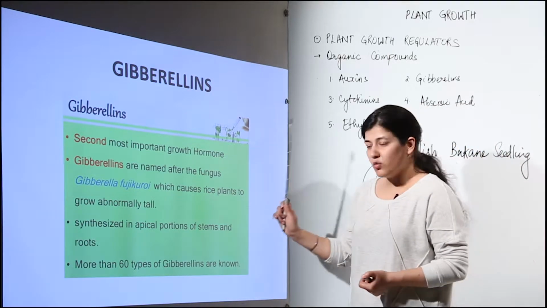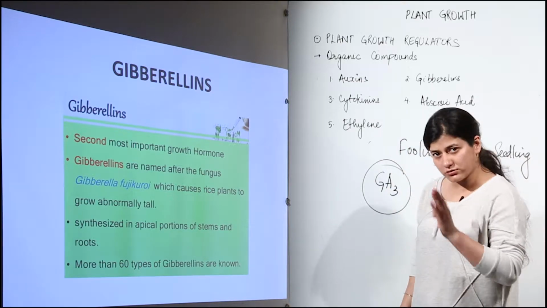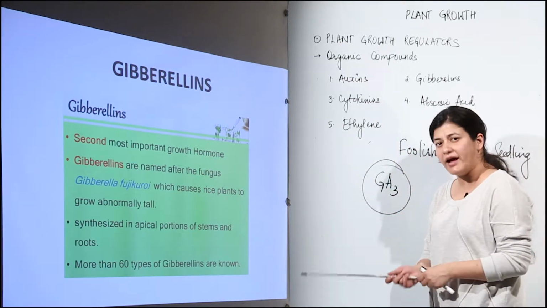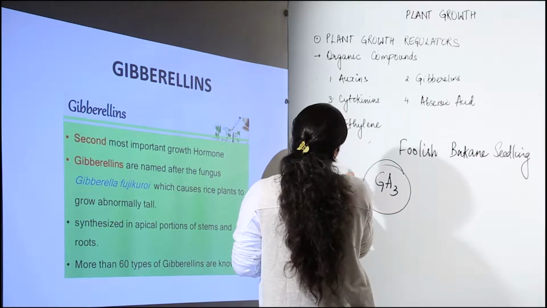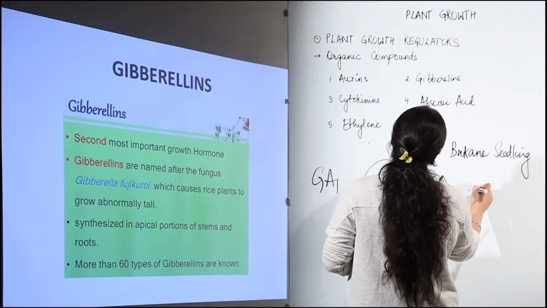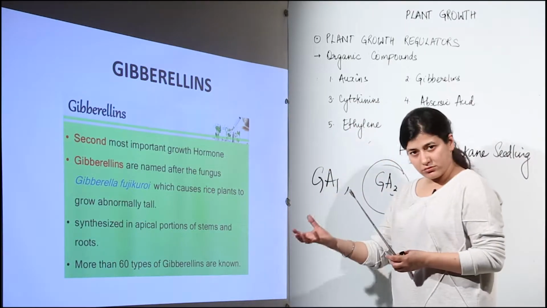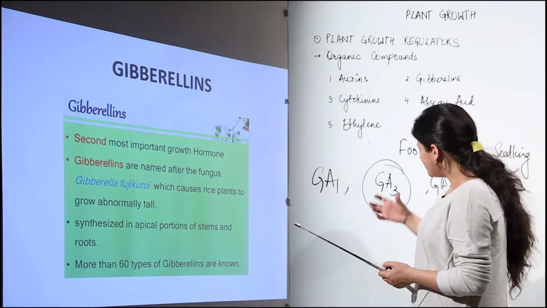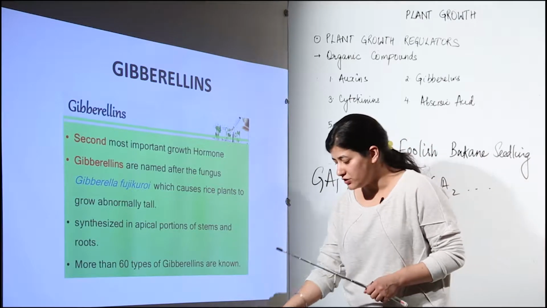Now, there are more than 60 types of gibberellins which have been discovered, but the most extensively used one is GA3, and we name them GA1, GA2, GA3, like this and so on. So there are almost 60 hormones which have been extracted from the plants. And what is their site of action and what is their action, that we need to understand.